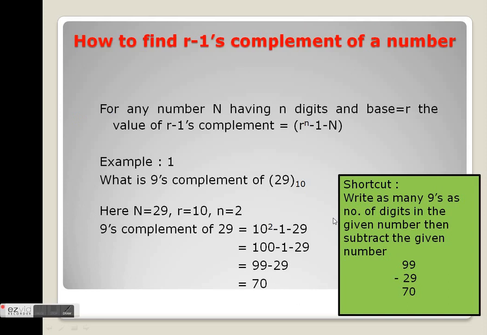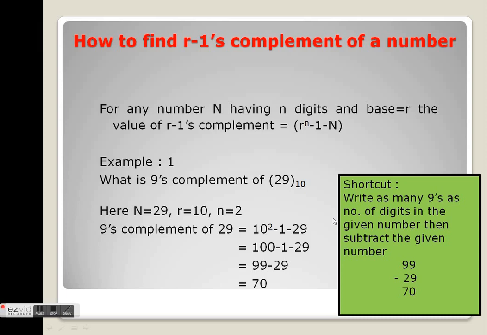Students, now let's understand how we can find r minus 1's complement of a number. To find r minus 1's complement of any number N, which has small n digits and base equal to r, the formula is small r raised to the power small n, minus 1, minus N. In this case, r represents the base of a number, small n represents the number of digits, and capital N represents the number itself. We can understand this with the help of an example.